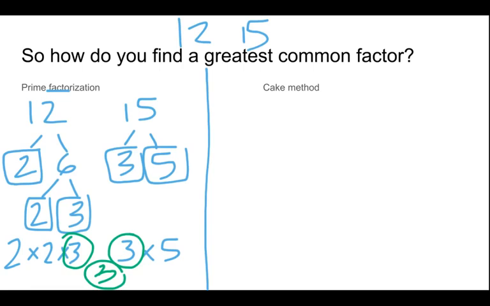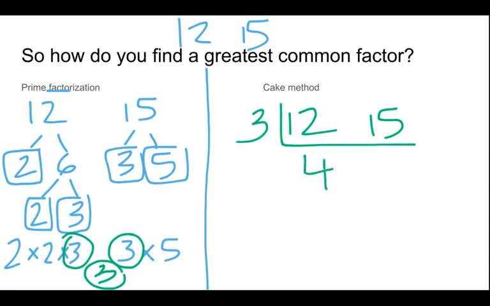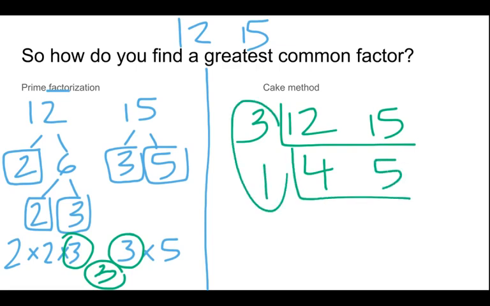Now I could use cake method to do this, and that's where I just list my 2 numbers, and I think, what can I divide out of both 12 and 15? Well, 15 can't divide by 2, and 15 only has 3 and 5, so if I take out a 3, I'm going to be left with 4 and 5. And 4 and 5 only have a 1 in common, so 3 times 1 will give you 3 as an answer. So basically you're just pulling factors out of your numbers and then doing a little bit of multiplication to figure out GCF.